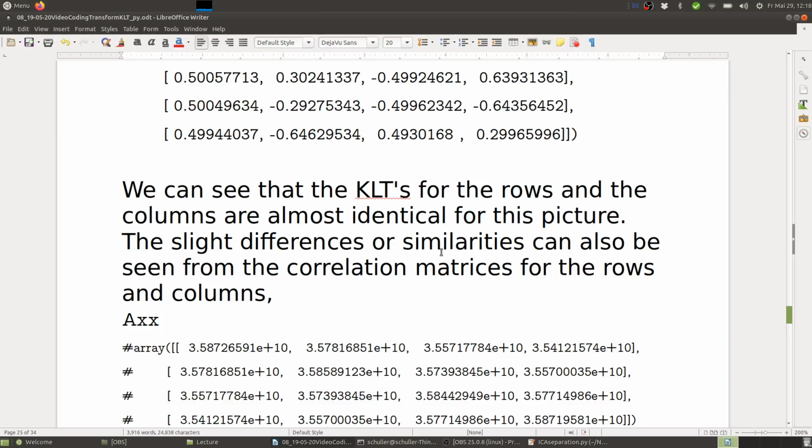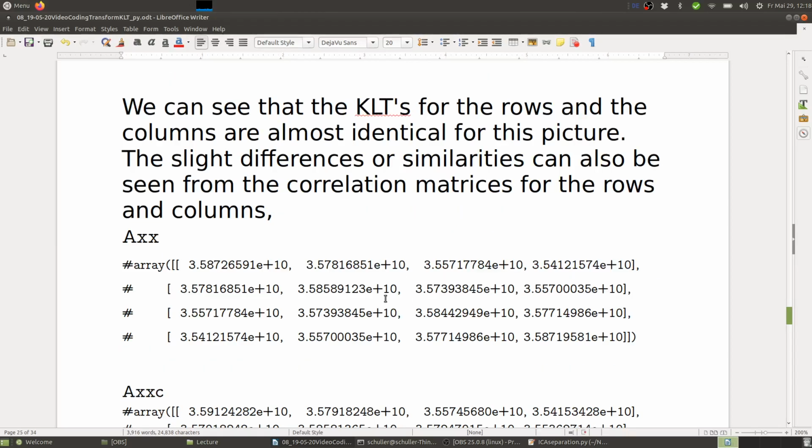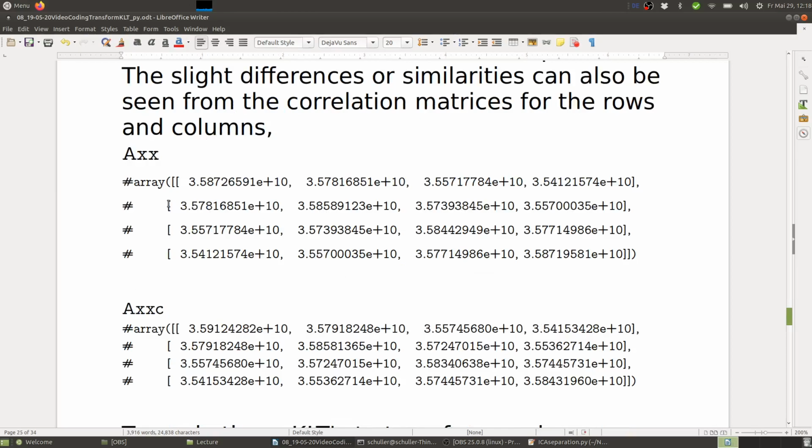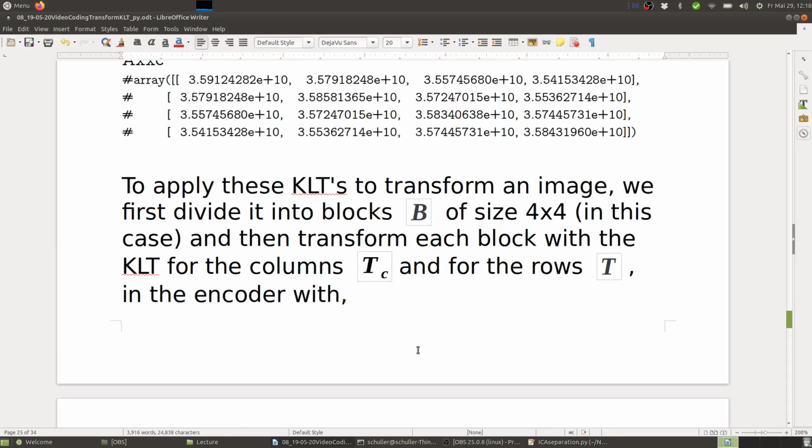The slight differences or similarities can also be seen from the correlation matrices for the rows and columns. So here you can see the correlation matrices, here for the rows, here for the columns. And also those numbers here are very similar. Here you have 3.58, 3.59. Here you have 3.57, also 3.57. So the statistics are very similar, and that's why you get very similar KLTs.